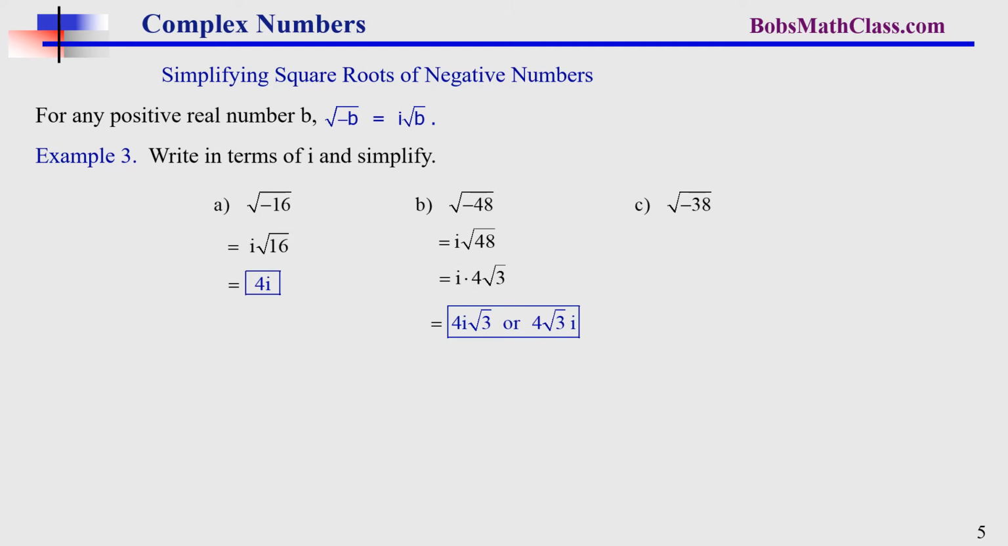Okay, do you get the idea? You just put an i in front, and then you get rid of the negative inside the radical. The reason we can do that is because i is equal to the square root of negative 1. So we're separating the problem into the square root of negative 1 times the square root of 38, and then the square root of negative 1 is i. And then the square root of 38, we can't do anything with it, so we're all done with that problem.